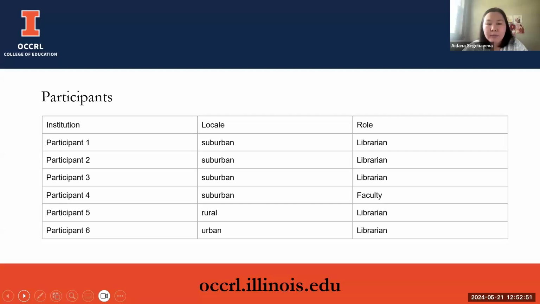And here in the table, you can see the participants who took part in our one-to-one interviews. All these 6 participants represented different community colleges within the state of Illinois. 4 of them were in a suburban geographical location, 1 rural and 1 urban. Most of the people we talked to were librarians by position name, or their job functions were related to being a librarian.